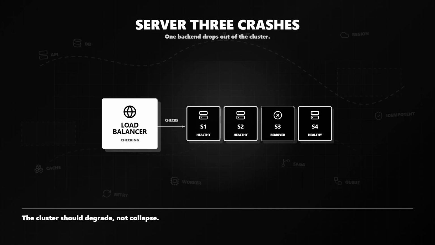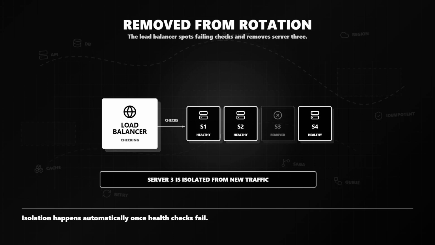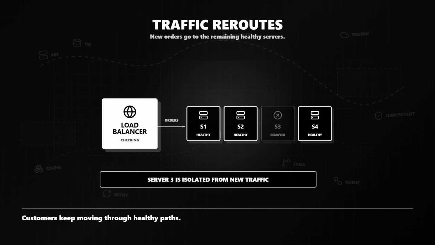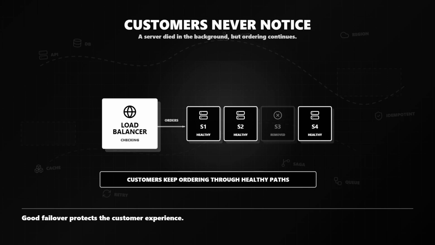But suddenly, server 3 completely crashes out. The load balancer immediately spots those failing health checks, and without a single human lifting a finger, it seamlessly removes server 3 from the active rotation. All the new incoming orders are instantly routed to the remaining 3 healthy servers. This is the absolute beauty of load balancing. Customers keep ordering their food, completely oblivious to the fact that a server just died in the background.